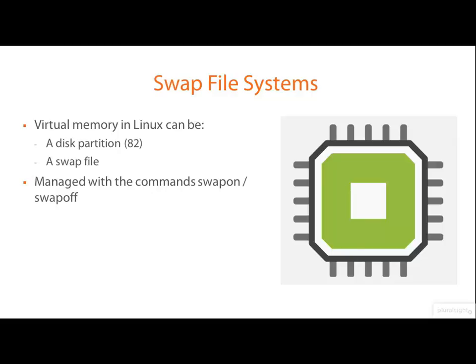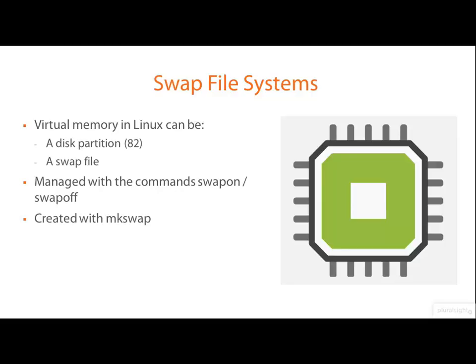So swapon we can use to display our swap space with swapon -s for summary, and swapoff can be used to turn off swap space. We can also use swapon to turn on swap space, so either swapon -a, which will turn on all swap space listed in the fstab file, or we could use swapon and then reference the partition or swap file that we want to use.